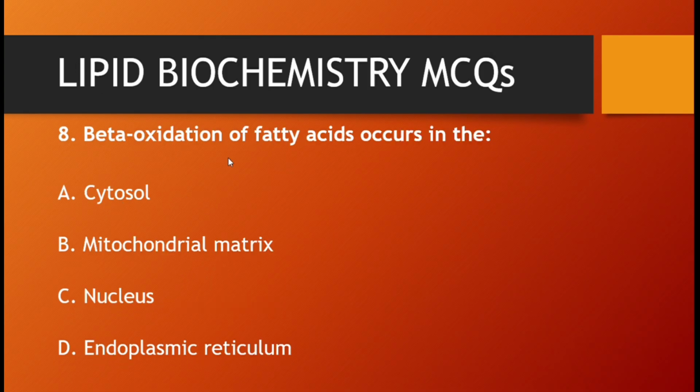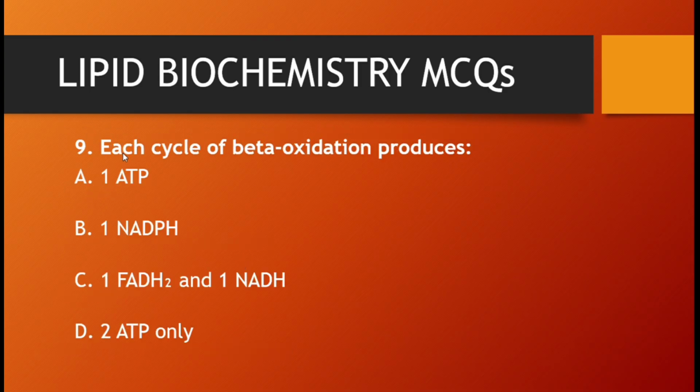Number 8. Beta-oxidation of fatty acid occurs in the A. Cytosol. B. Mitochondrial matrix. C. Nucleus. D. Endoplasmic reticulum. The correct option here is what? Mitochondrial matrix. That's where it occurs. B. Number 9. Each cycle of beta-oxidation produces A.